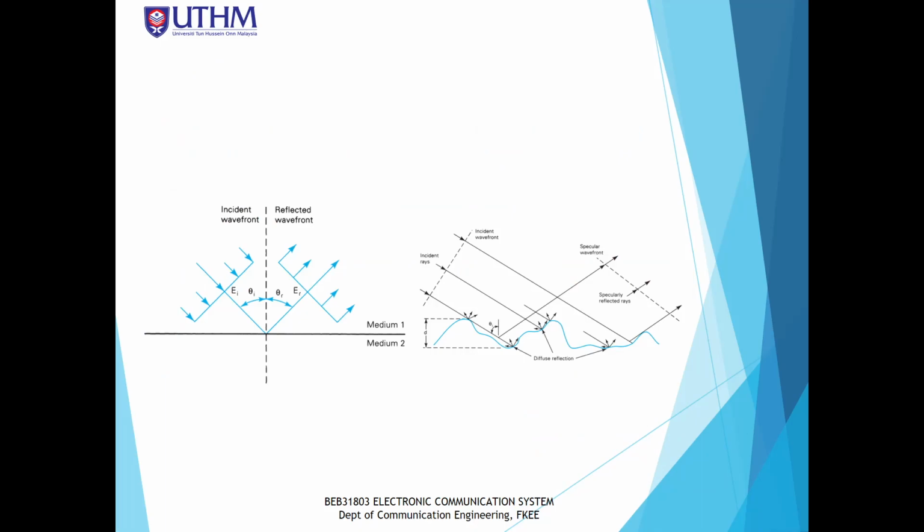Contoh di sini adalah seperti yang ini. Okay, reflection. So it hits the surface of a different medium too at a certain angle, and it will be reflected into the same medium. So dia tidak akan masuk ke dalam medium yang kedua. Okay, so kalau berlaku macam ini, again dia akan mengakibatkan perubahan pada signal path.